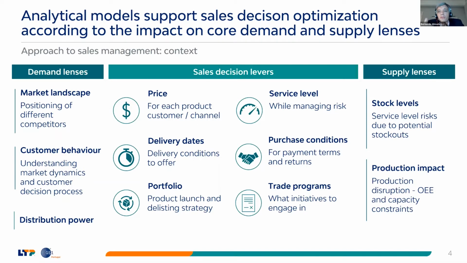OEE, overall equipment efficiency, in terms of the production disruption, in terms of the stock that we need to have a certain service level. And in terms of the degrees of freedom that we have, we have a set of them. I will focus now, I'll give a couple of examples in terms of how to set the price for each product, customer, and channel within trade programs.